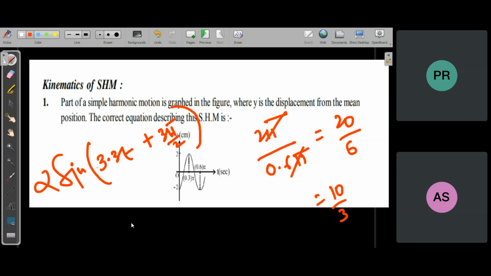So omega t plus, you are saying 3 pi by 2 you are taking as the initial phase. Yes, because sine 3 pi by 2 will be a negative maximum. Sine omega t plus theta. Yes, so this is correct. And you can also express it in terms of cos. That is also correct. This is initial phase at t equal to 0. Correct. Equation is correct.